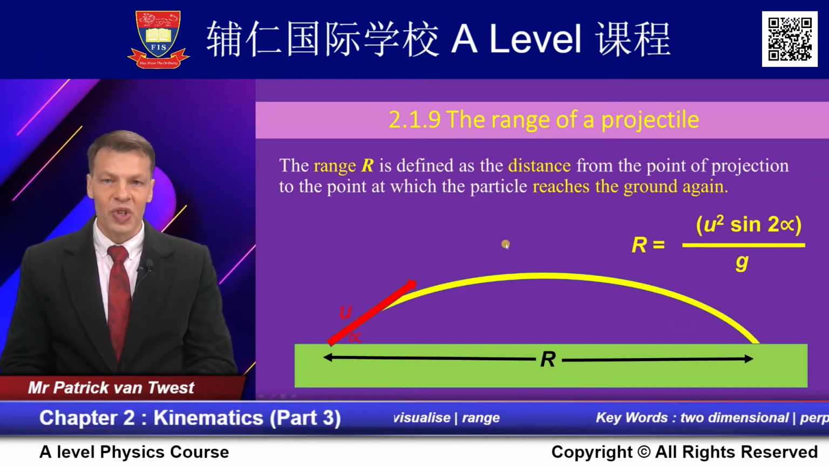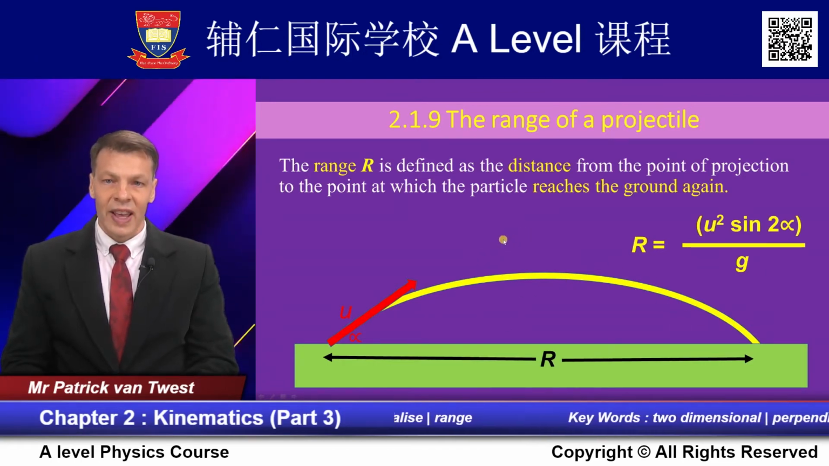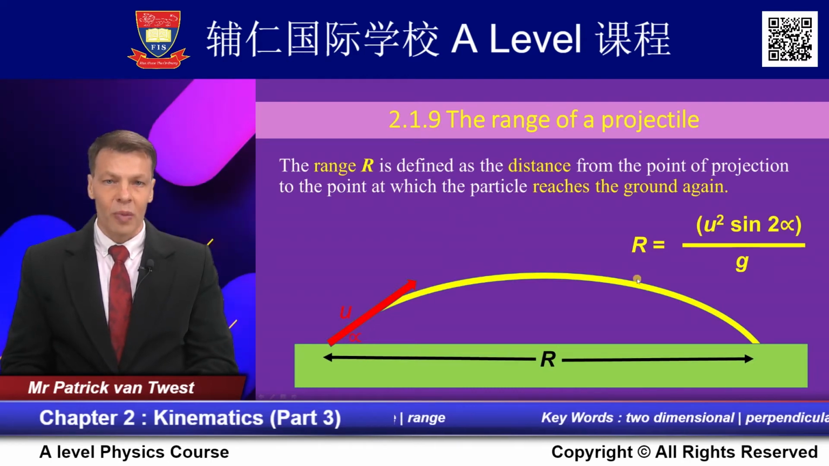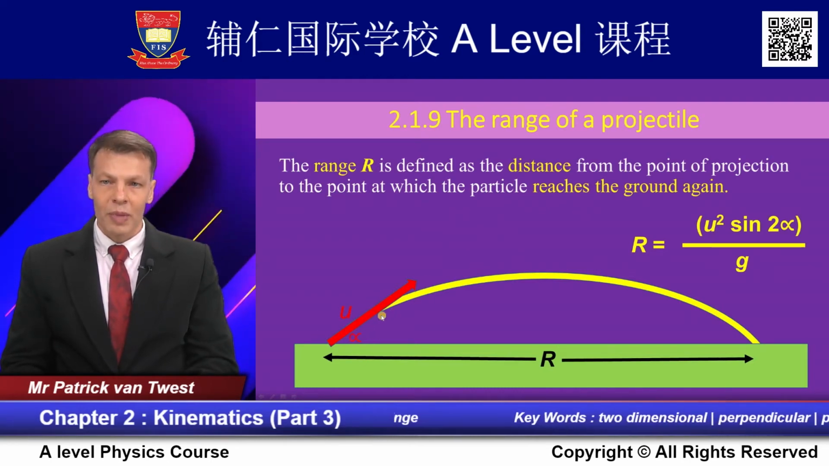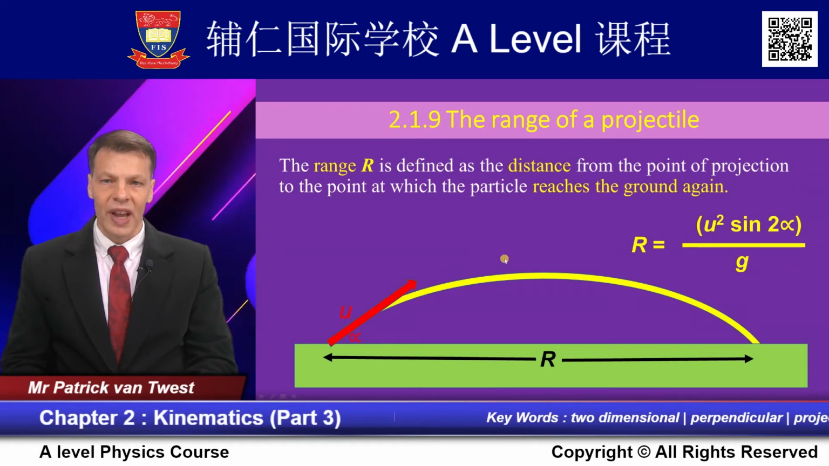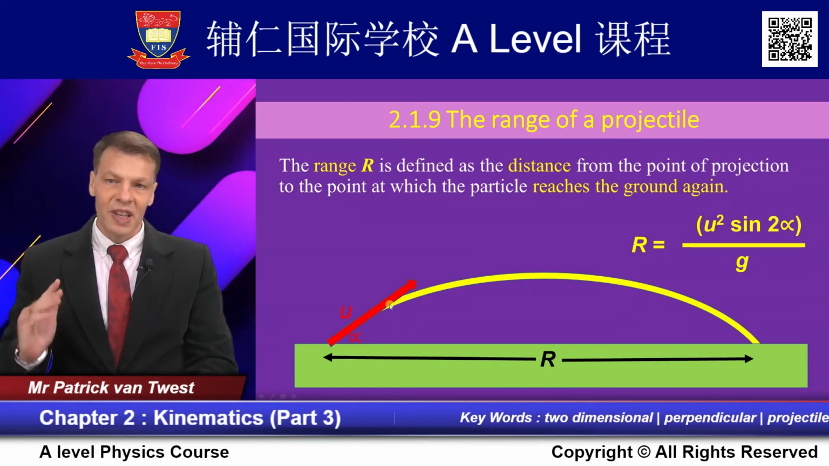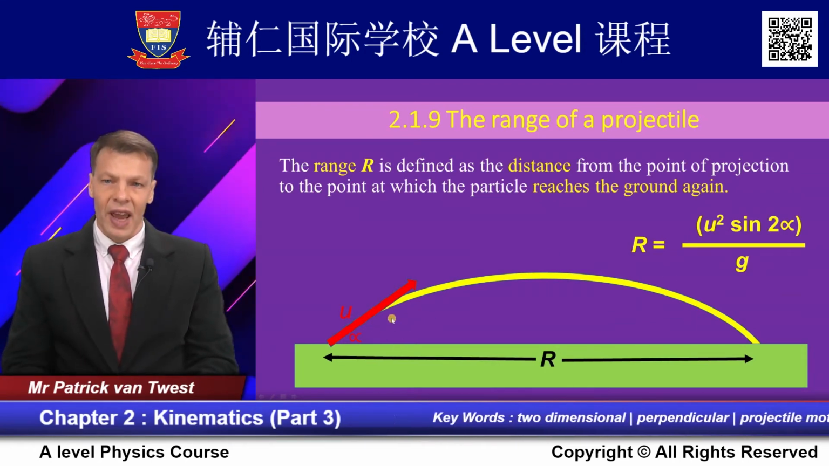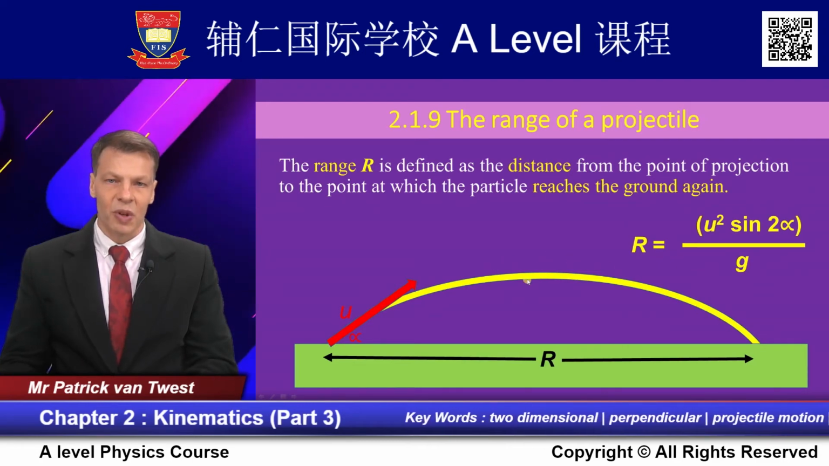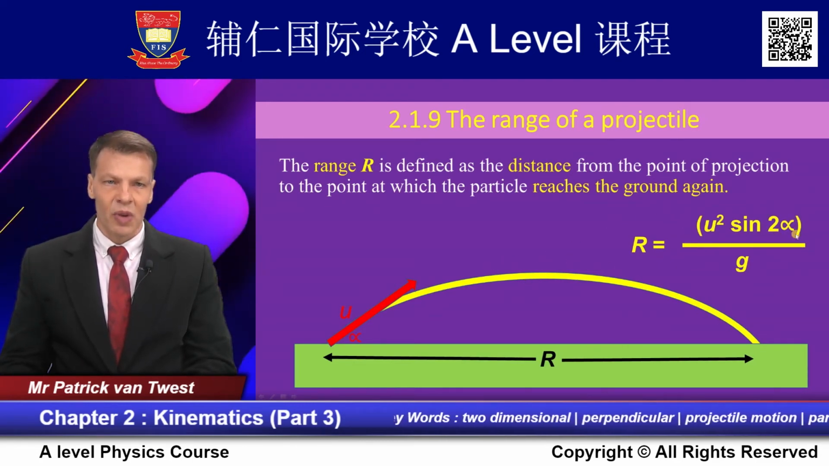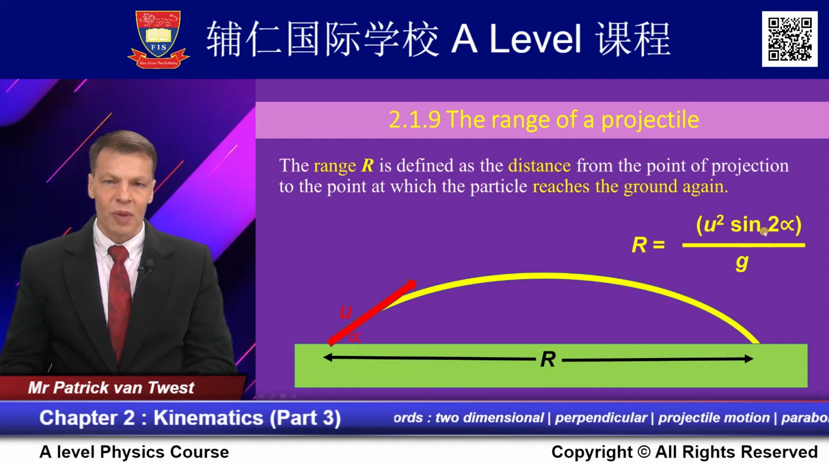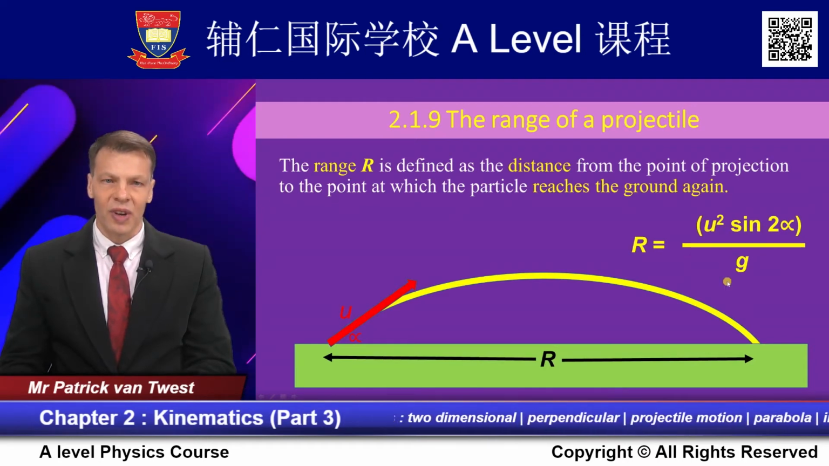So a very good question to ask is, if I were throwing an object like a javelin, what would be the best angle to throw it at for my speed? What would be the best angle to get as far as possible? Can you see in this formula what value of alpha would give you the biggest value of sin 2 alpha?